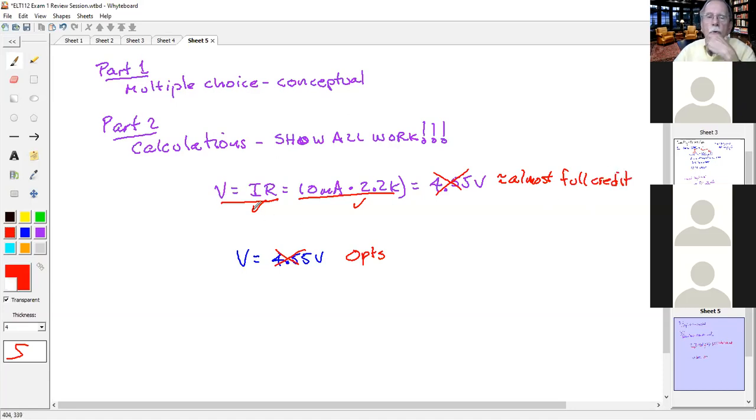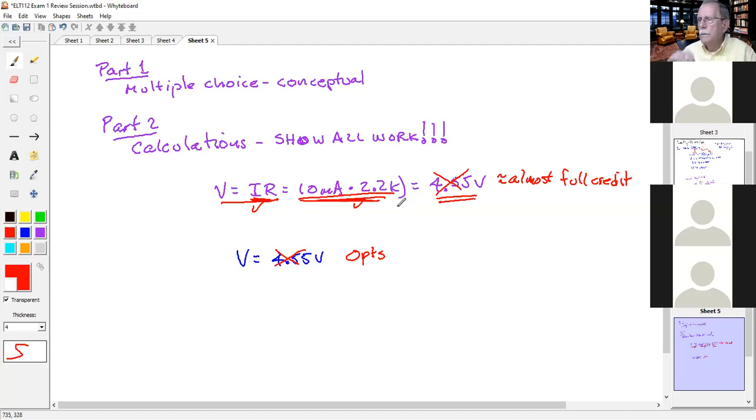So I mentioned it before, always show me the formula, the numbers that are substituted into the formula, and the result that you come up with. So if you make a mistake, I can go back and figure out where you made your mistake, and if I can, give you partial credit. Okay? Okay, questions?